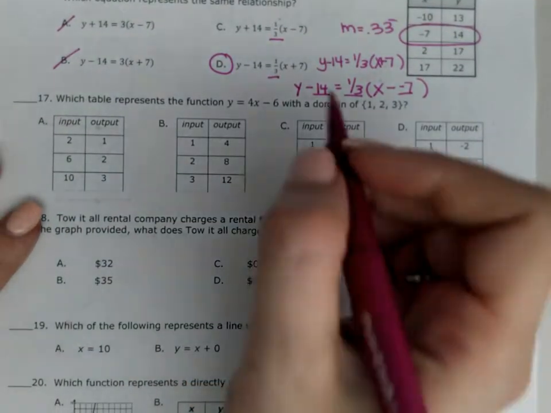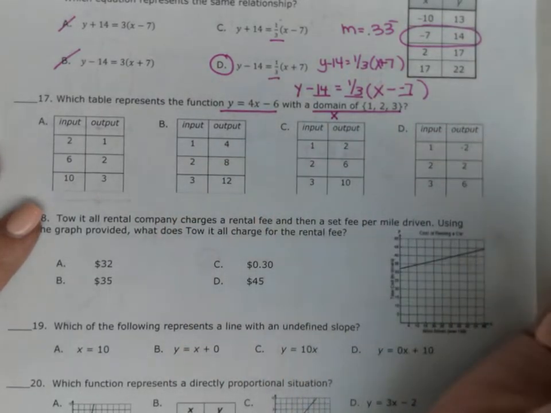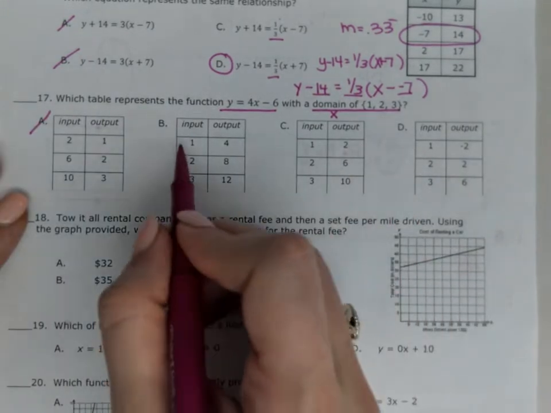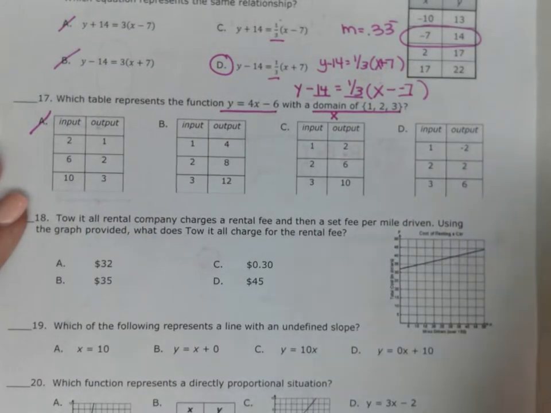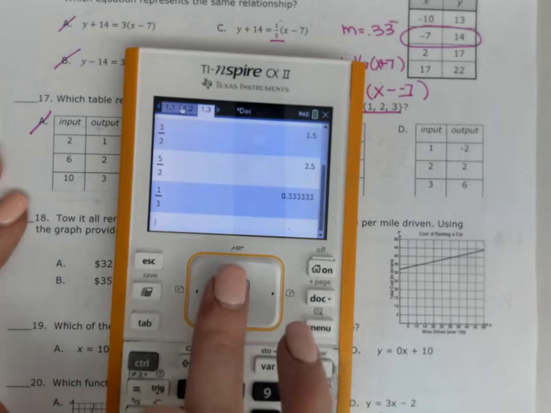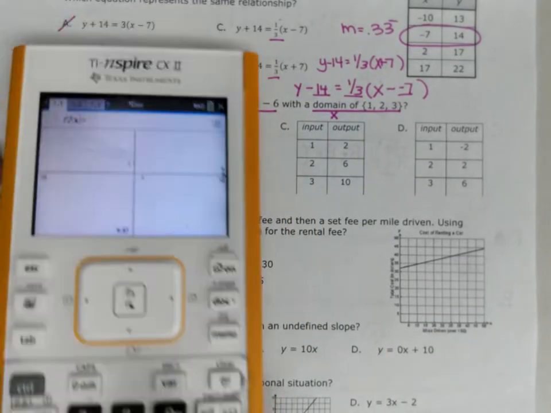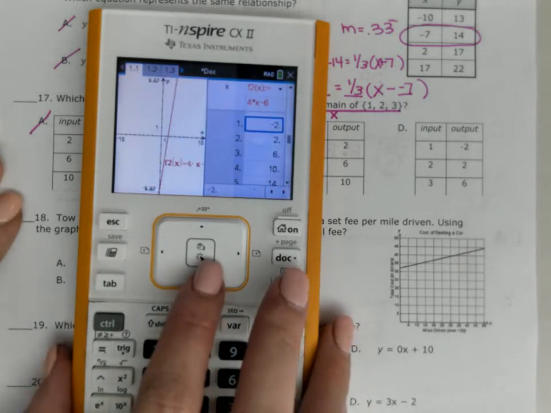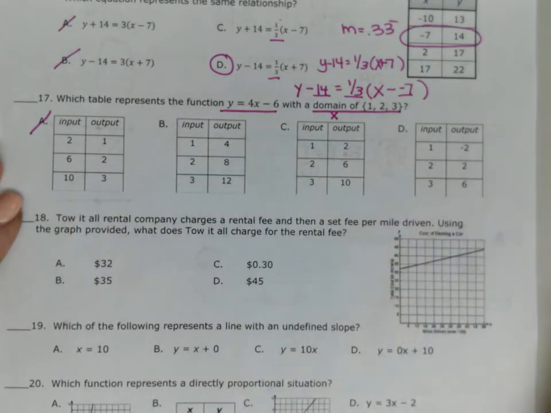Which table represents the function y equals 4x minus 6 with a domain of x equals 1, 2, 3? This does not have a domain of 1, 2, 3. 1, 2, 3. And then I need to see what matches up with it. So because it's an equation, I'm going to go to my graph and type it in. Menu 3, 1. And I type in 4x minus 6. Control T, and I can see the table. So 1 matches up with negative 2, then positive 2, and then 6.